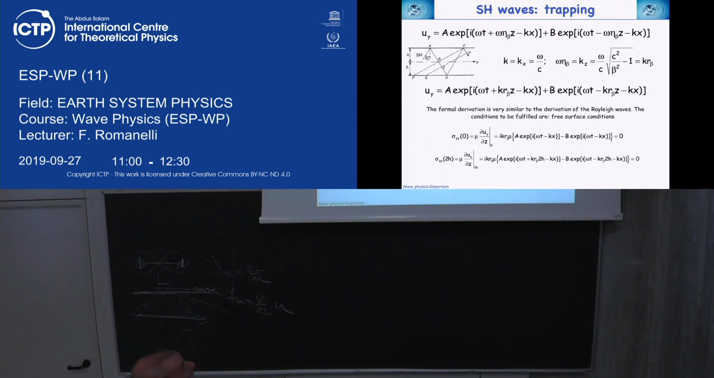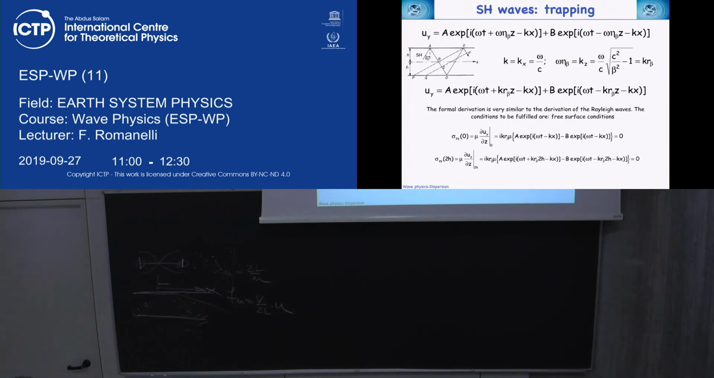Good. Let's write it. Mu times the derivative of the displacement. Easy. That's why I love waves, because they are half of the algebra of gradients. One component of displacement, one component of stress. Now, where should we apply this condition? At 0 and, for a plate, at 2h.